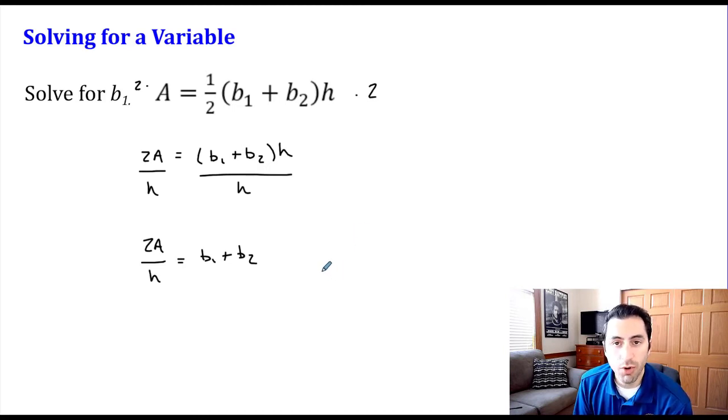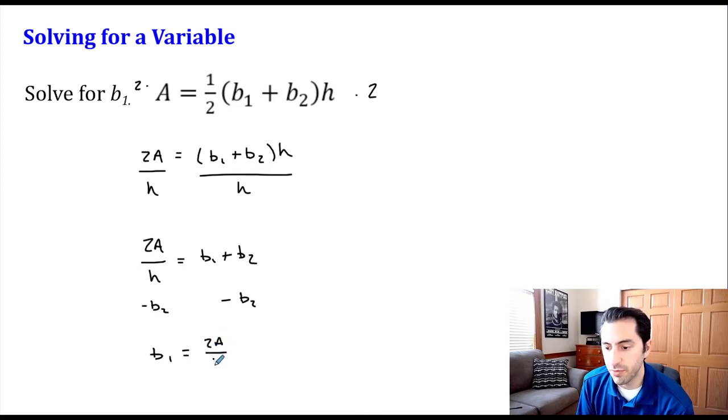And now we just have one more step to go. I have B1 plus B2, and I want B1 to be isolated. Since I'm adding B2, the inverse operation is to subtract B2 from both sides. So what I end up with is B1 equals the fraction 2A over H, and then I subtract B2 from that. And there we go. Now B1 is isolated, and we solved this formula for this specific variable.